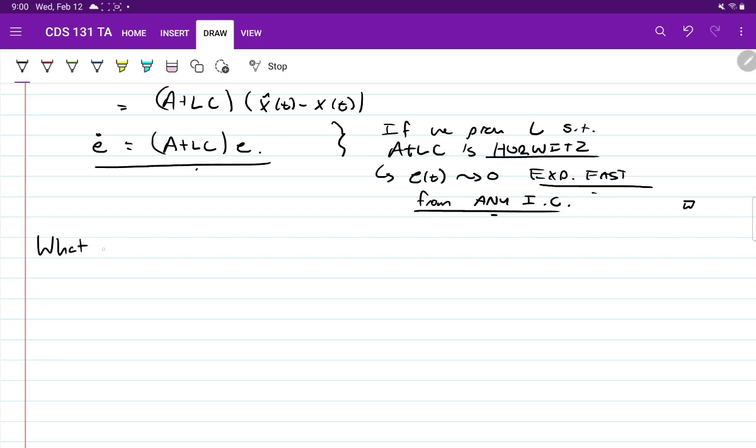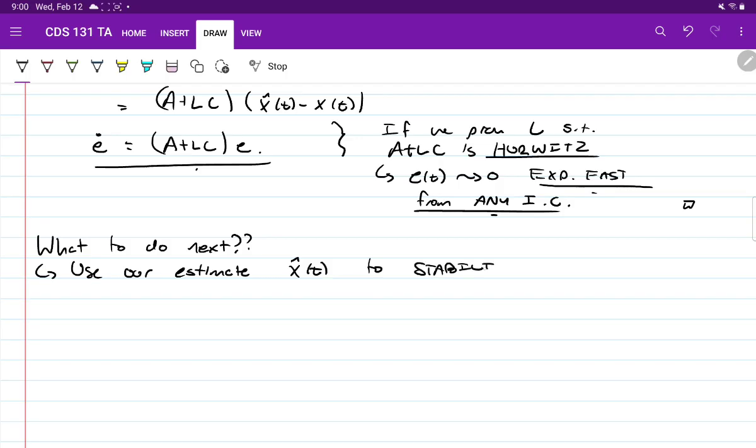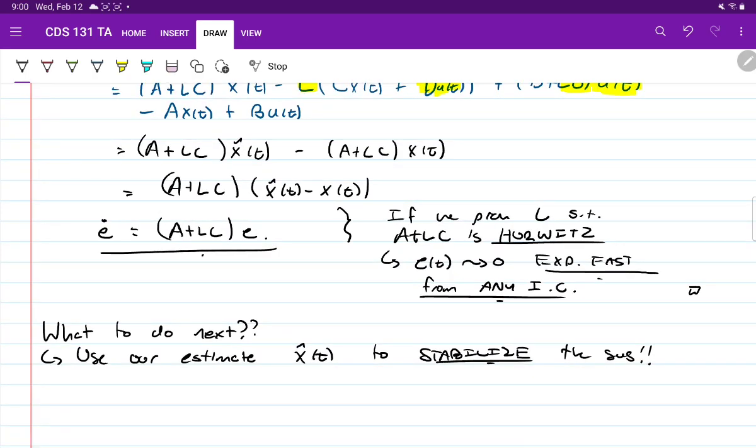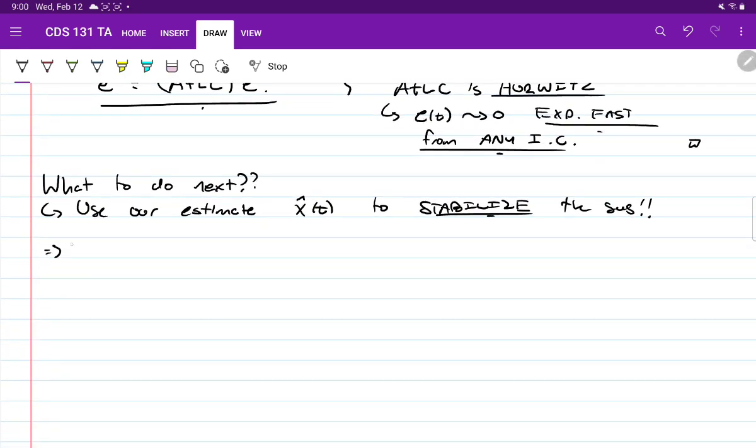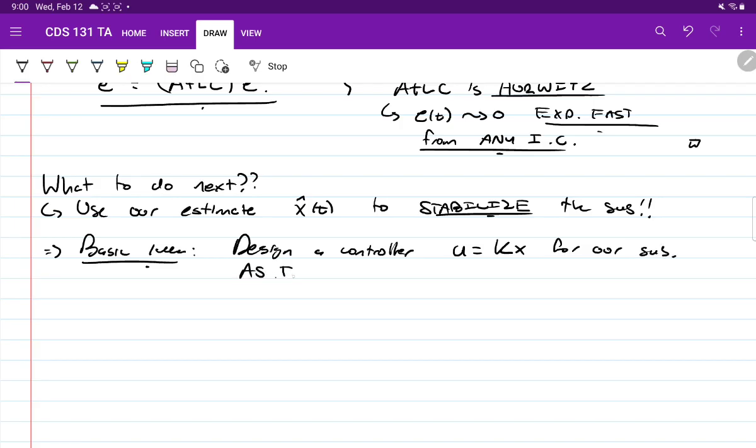So what do we want to do next? Well, we want to use our estimate x hat of t to stabilize the system. Okay, what we've just shown is that we actually get really good estimation of our true state x of t via this Luenberger observer estimate x hat of t. So the basic idea is we design a controller u equals K times x for our system as if we had full knowledge of our state x, okay?